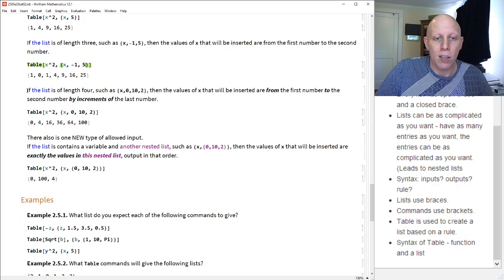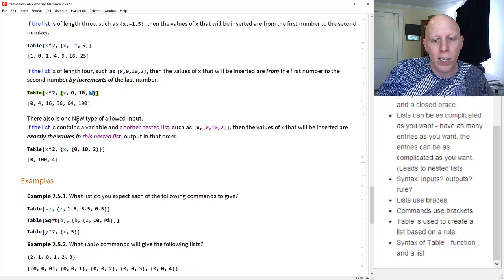If the list has length 4, then there's going to be increments. So if we've got a variable and then 3 numbers after it, you've got the initial value, the ending value, and the increment. With 0, 10, 2, that gives 0 squared, 2 squared, 4 squared, 6 squared, 8 squared, 10 squared.